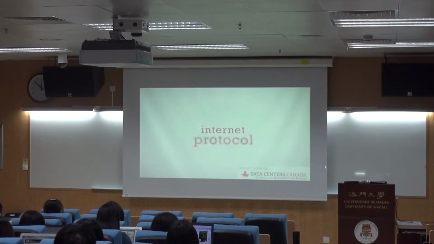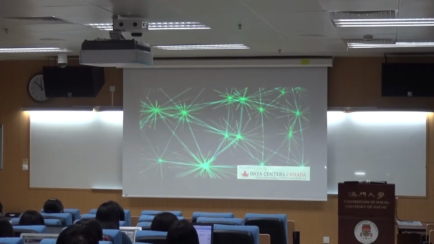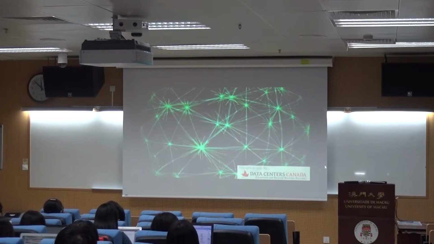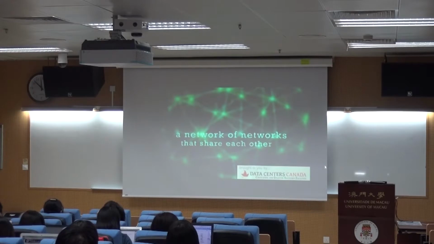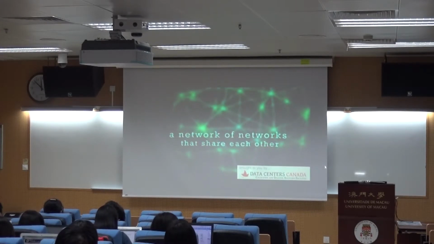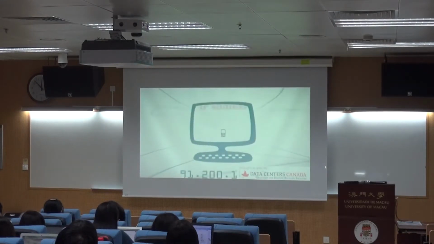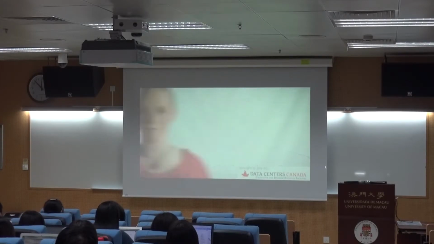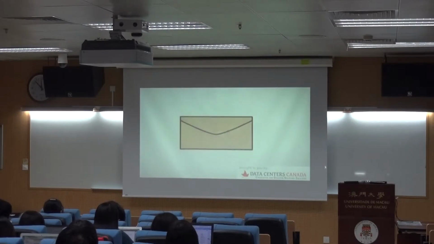The rules we play by are called the Internet Protocol. And as long as we all agree, we can keep adding more devices and more networks until the whole world is connected. That's what the Internet is, a network of networks that share with each other. Every device on the Internet has its own unique address. Anything you send via Internet is really just a message from one device to another.